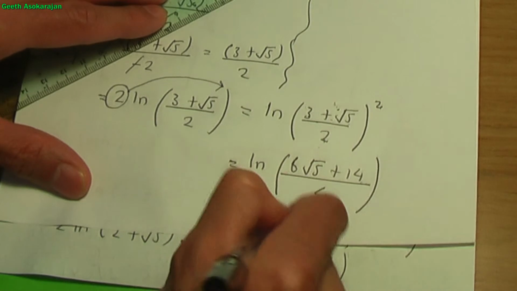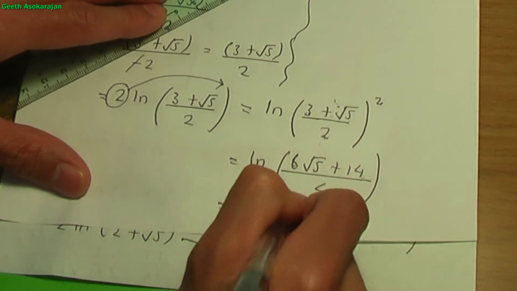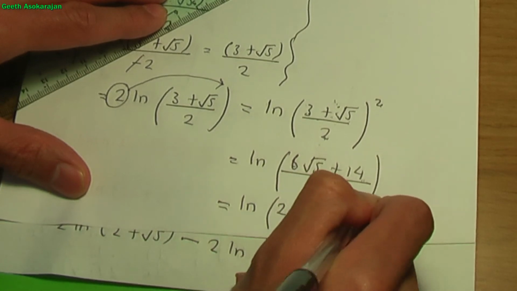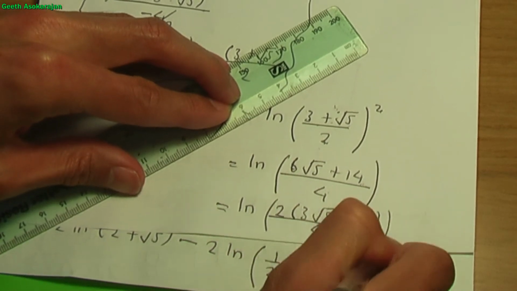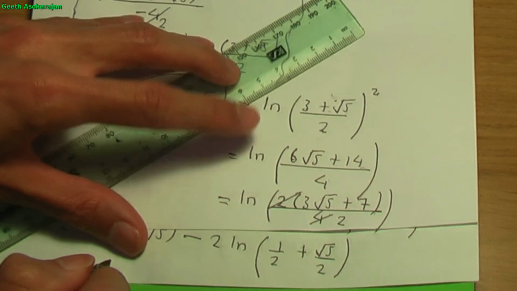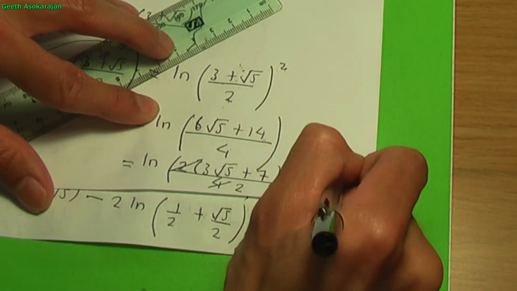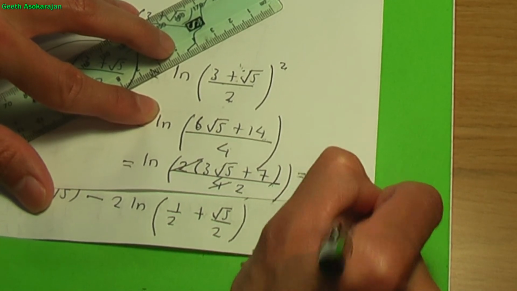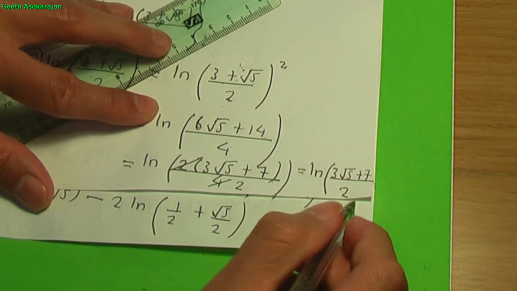So it is possible to simplify. If we take a common factor of 2 from the numerator, we end up with 3 root 5 plus 7 on top, all divided by the 4 below. And then you can cancel the 2 with the 4. 2 goes into 4 twice, to give you an overall answer of ln of 3 root 5 plus 7 all divided by 2. So that should be your final answer: ln of 3 root 5 plus 7 all divided by 2.